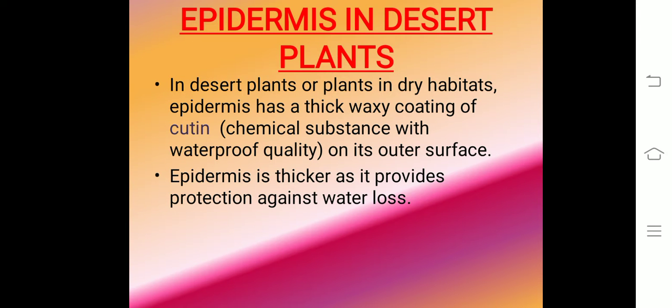Epidermis in desert plants. Epidermis in the case of desert plants is thicker as it provides protection against water loss. For this, the desert plants have a thick waxy coating of cutin. Cutin is a chemical substance with waterproof qualities.